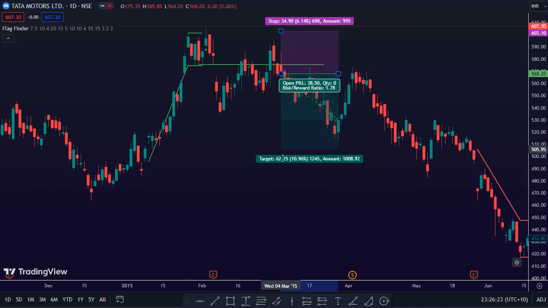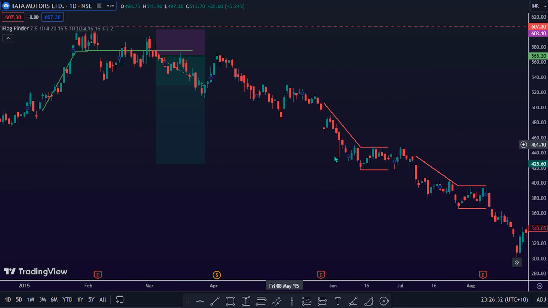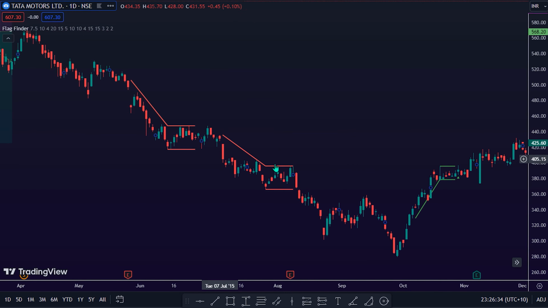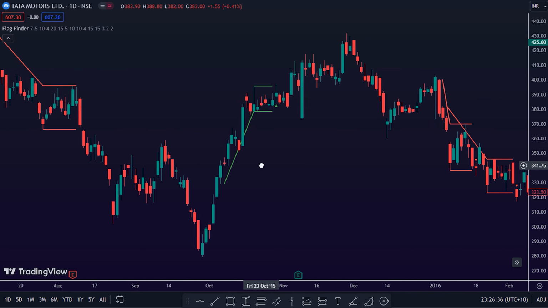The Flag Finder is a powerful trading indicator that can help traders to detect potential continuation flag patterns for high probability trade setups in the financial market.